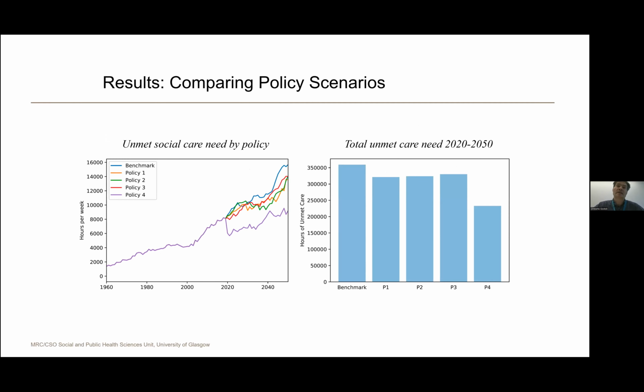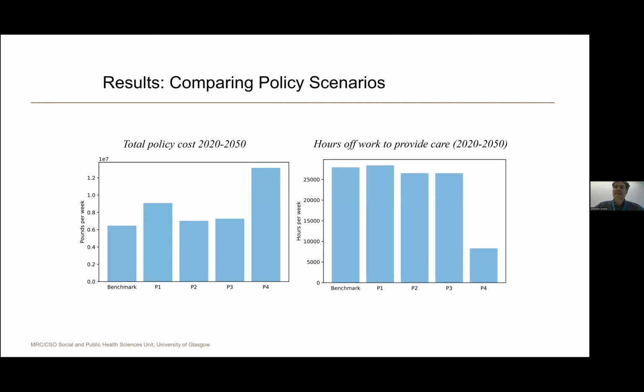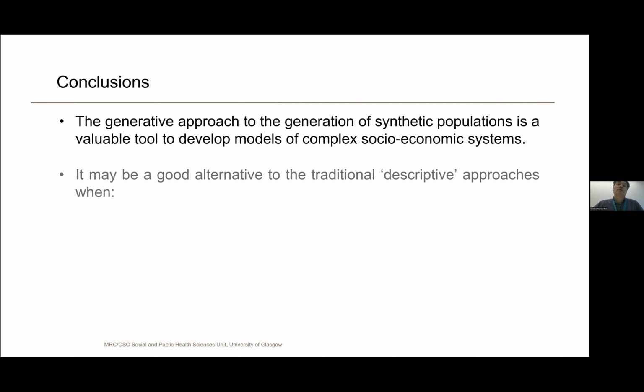We can see the unmet social care need decreases, especially for policy 4, although of course this is the most expensive policy. And we can also show some spillover effects, like the hours of work given up to provide care, which is greatly reduced with policy 4. So to conclude, the generative approach is a valuable tool to develop models of complex socioeconomic systems.